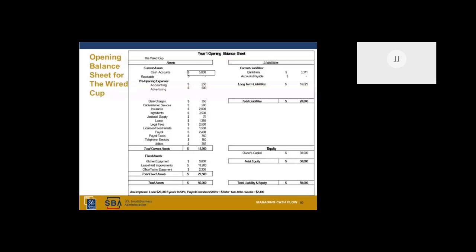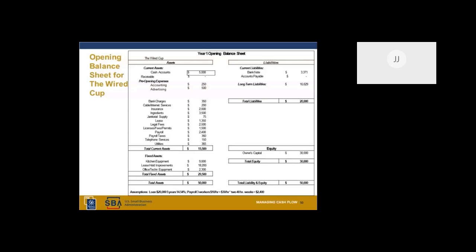So this opening balance sheet tells a story that Bob started his business, how he financed it, what he did with his money, and how much he has left over to run it. Again, to summarize what we already know, we can see in the equity portion of the balance sheet that Bob invested $30,000 of his own money. It's considered his owner's equity. He borrowed $20,000. He borrowed this over 5 years at a 14.5% interest rate.